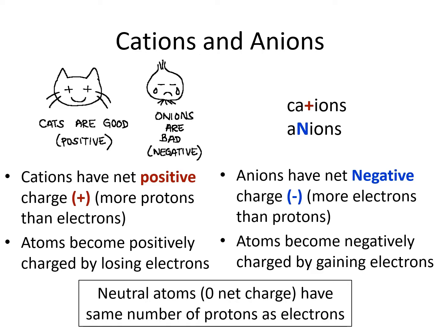You can think of the term anion as sounding like onion. Onions make you cry when you cut them, so they are bad, so anions are negative. You could also think of the first N in anion as standing for negative.